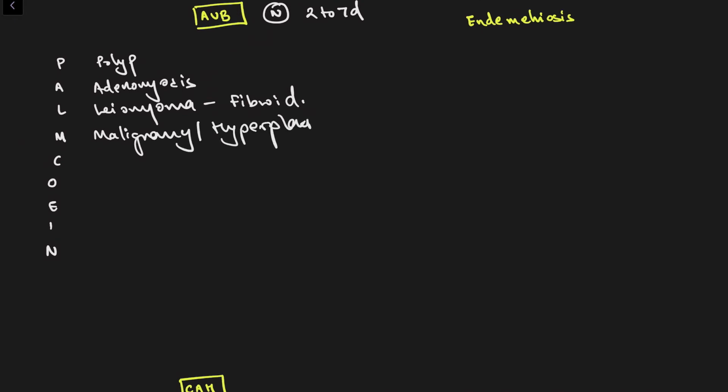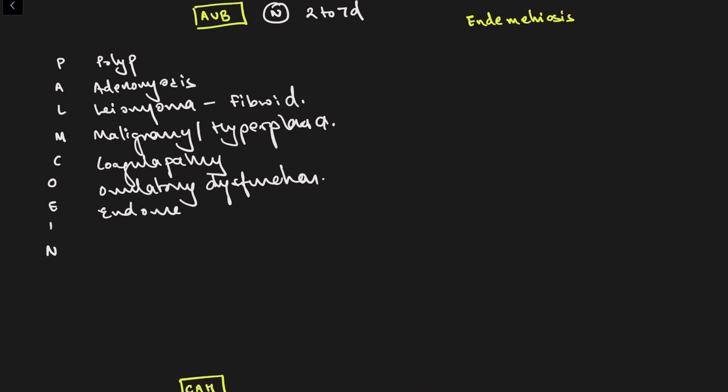Then C is coagulopathy, O is ovulatory dysfunction, E is endometrial, I is iatrogenic, and N is not yet classified. All right. So, let me tell you briefly about this.